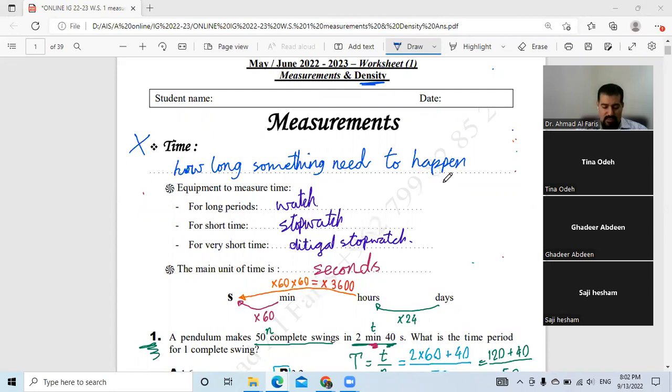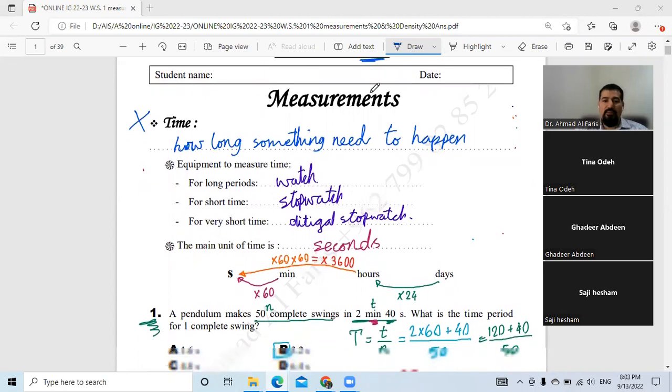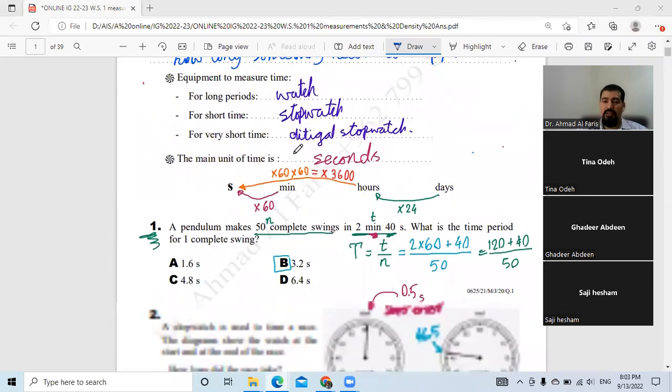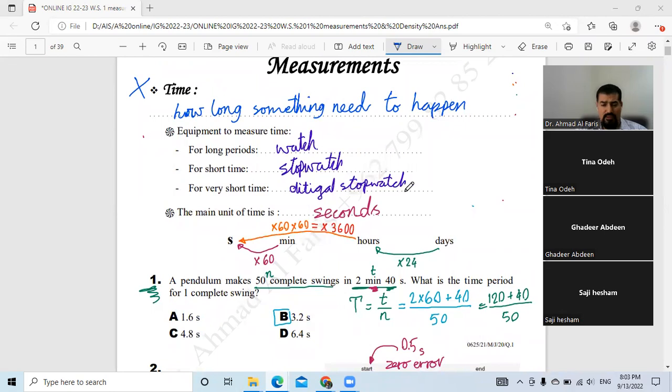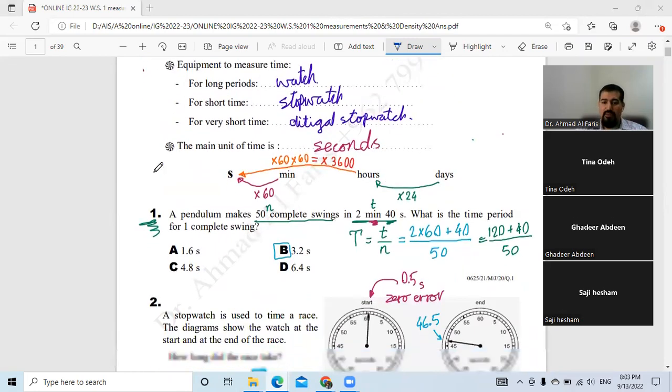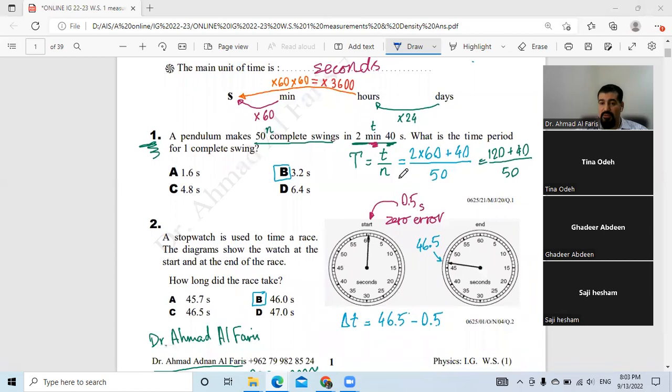Good. Okay. Now I want you to move with me, please, to the first measurement that we talked about, which is time. We need a watch or a stopwatch or a digital stopwatch to measure the time in accurate seconds, to be more accurate. And we answer the first question to find the period.